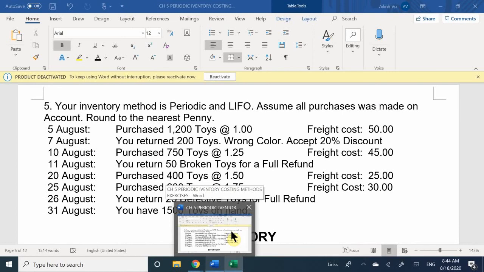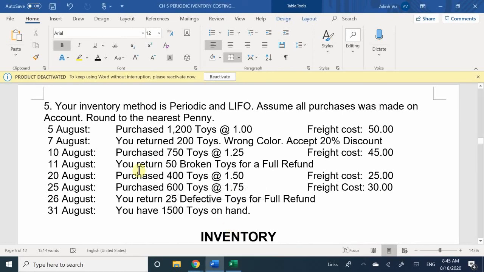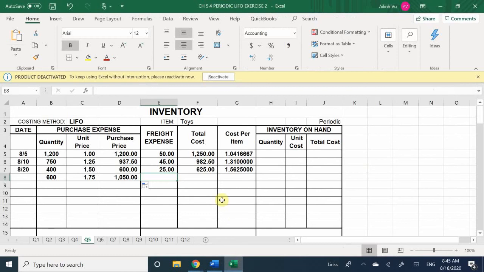Okay, so the freight, I think is covered on my side. Oh, sorry. Let me see. 600 toys at 1.75. The freight is $30. Yes. Okay, 30, and then that's a total of $1,080, divided by the quantity of 600 equals 1.8. So I guess that one I left in there. 1.8.